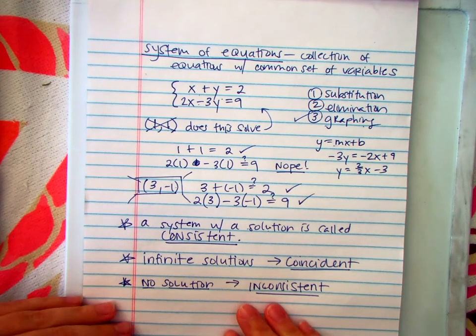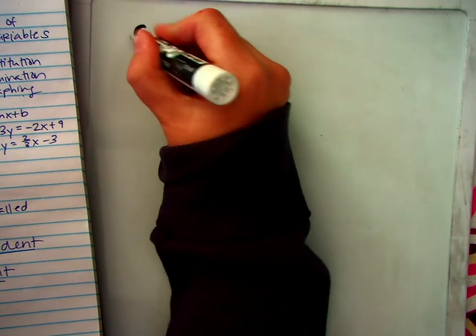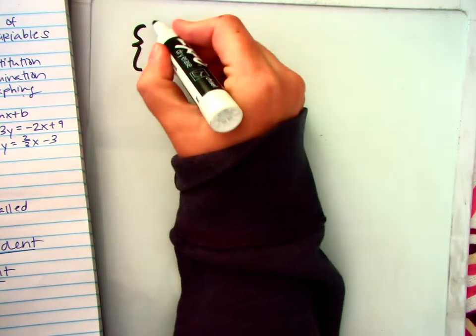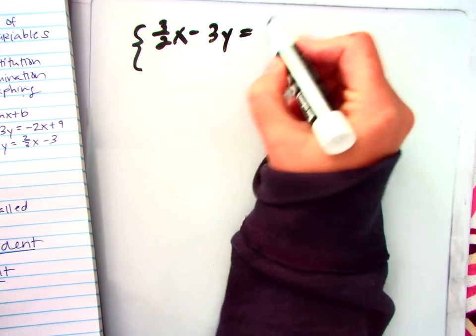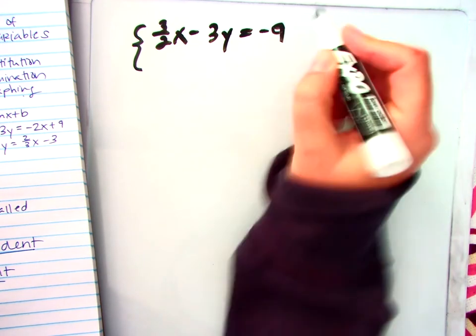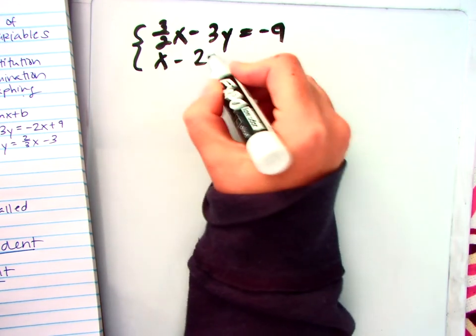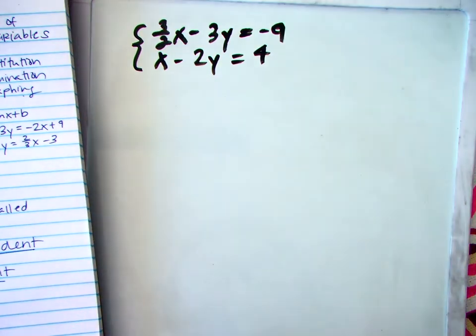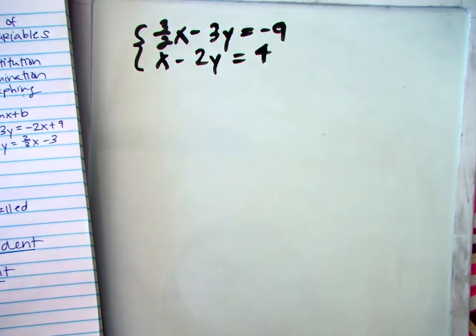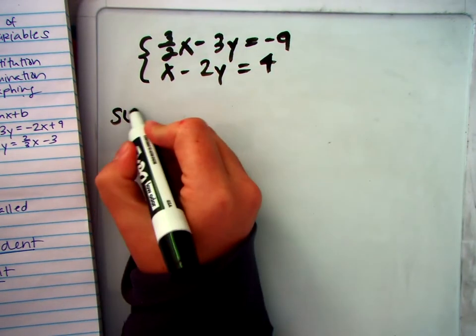All right, so I'm just going to keep working on this. So here's a new system. 3 halves x minus 3y equals negative 9, and x minus 2y equals 4. I'm going to start with the substitution method.